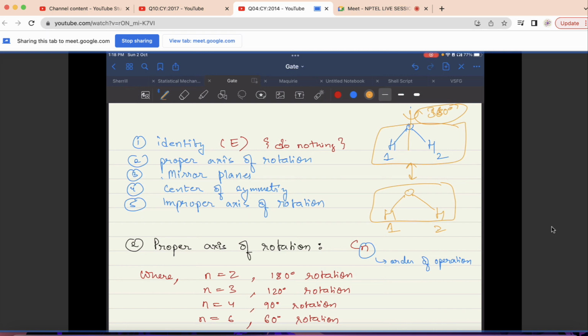So the second one is the proper axis of rotation. I will discuss only up to here, and for the other 3 I will give you the reference, so you can go and take detailed notes on that.